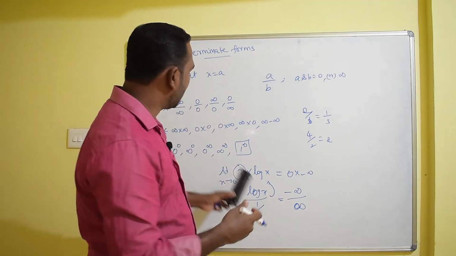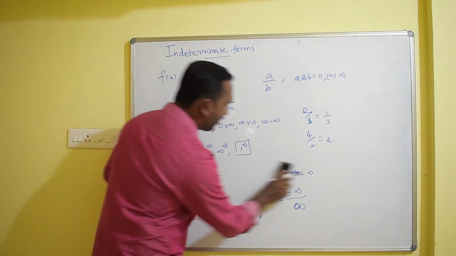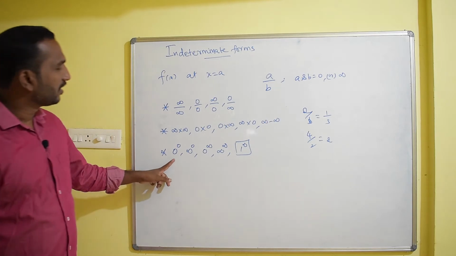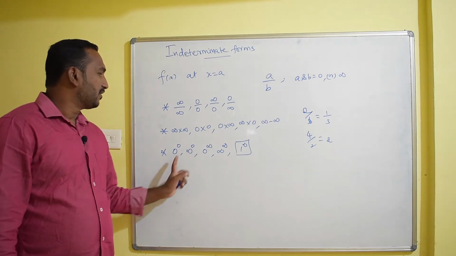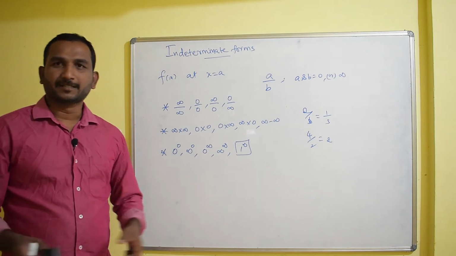I mean, what is that? L'Hospital rule, until you get the finite value. So this is the second one. The third one, what is the third one? I have given some expressions: 0 power 0, infinity power infinity, infinity power 0, like that.